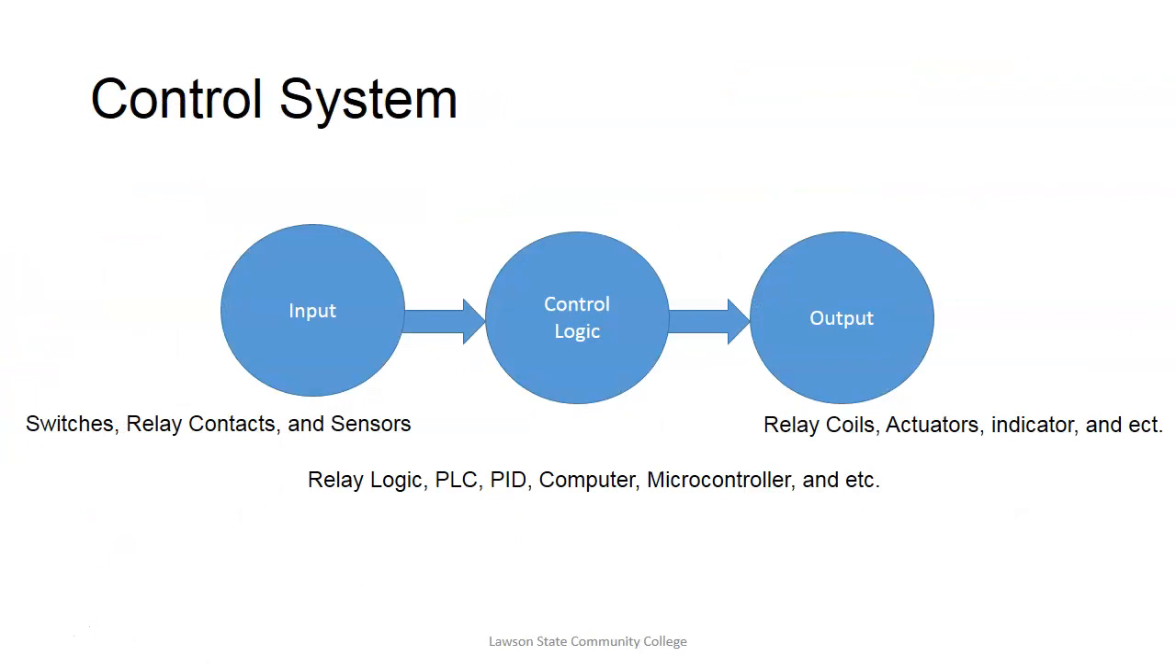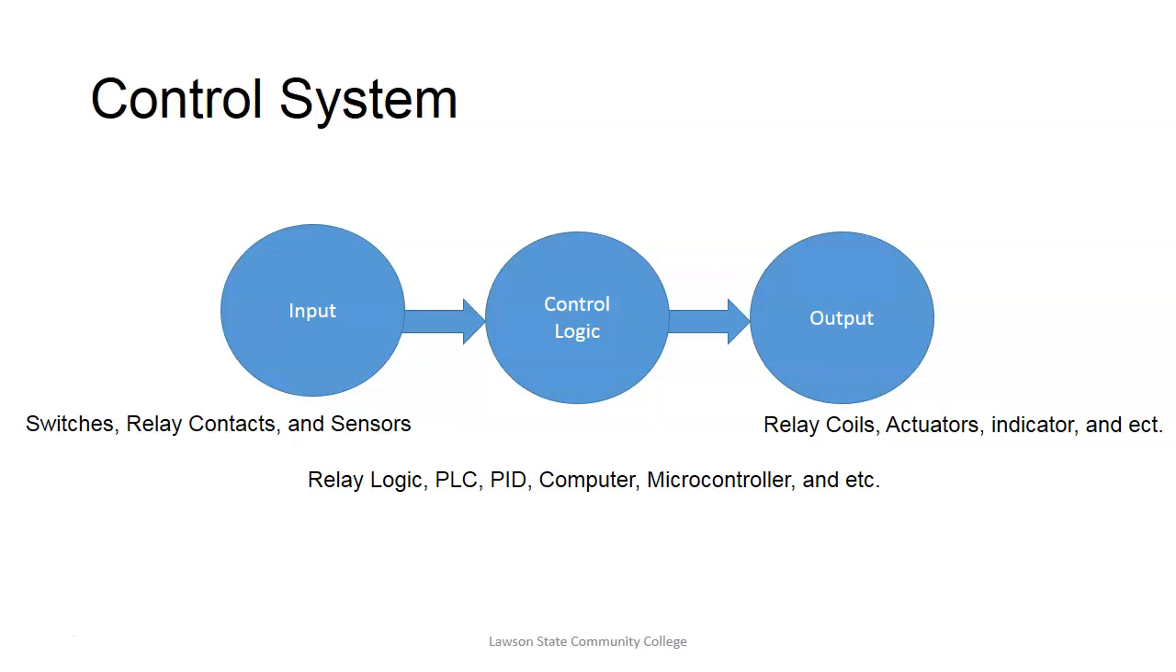So this is the setup of a basic control system. Whether it's relay logic or whatever, this is the basic way we do it. First of all, every control system has inputs that we're going to connect into the control logic. These could be switches, contacts, sensors, a lot of different things that come in here. Then we take the inputs and run them into a control logic.